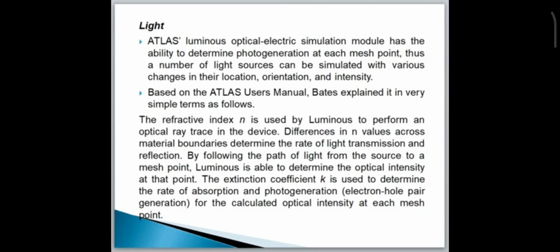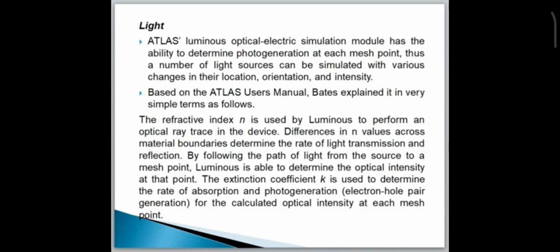The refractive index N is used by Luminous to perform an optical ray trace in the device. Differences in N value across material boundaries determine the rate of light transmission and reflection. By following the path of the light from the source to a mesh point, Luminous is able to determine the optical intensity at that point. The extrinsic coefficient K is used to determine the rate of absorption and photogeneration for the calculated optical intensity at each mesh point.